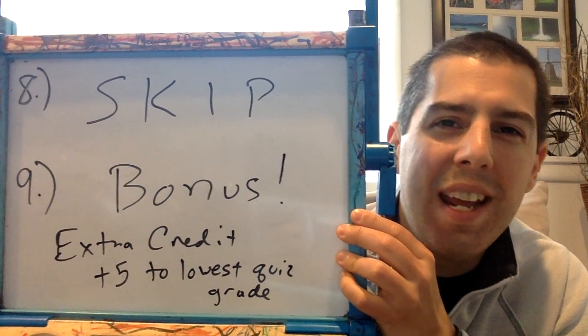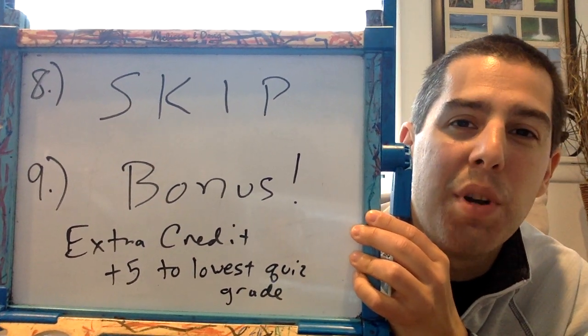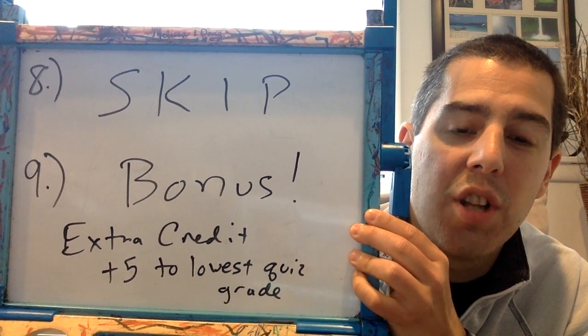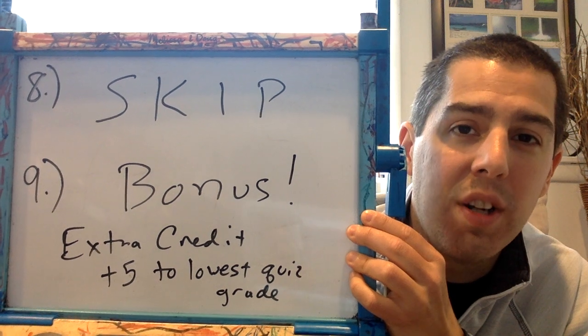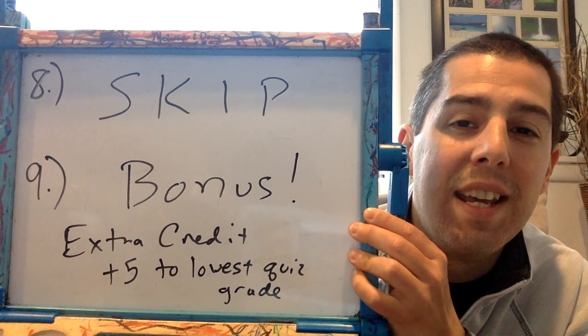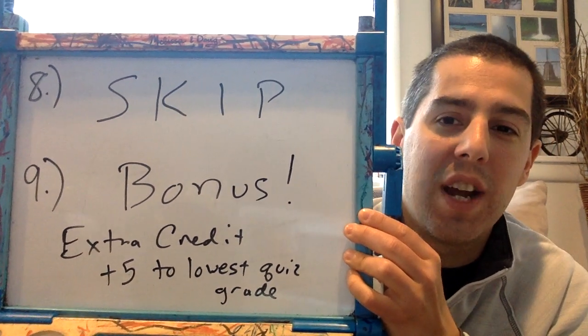Surprise! Number 8 you are allowed to skip, and number 9 is a bonus. You get extra credit of 5 points to your lowest quiz grade if you show all your work and get the correct answer to number 9. I will not be posting the answer to that. You'll have to try it on your own because it's for extra credit.